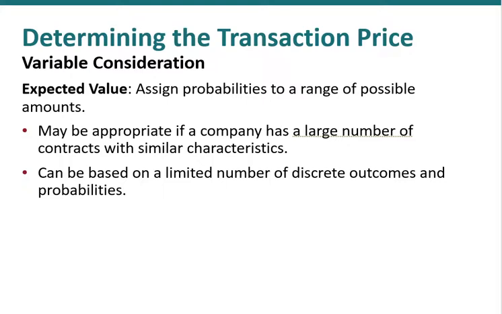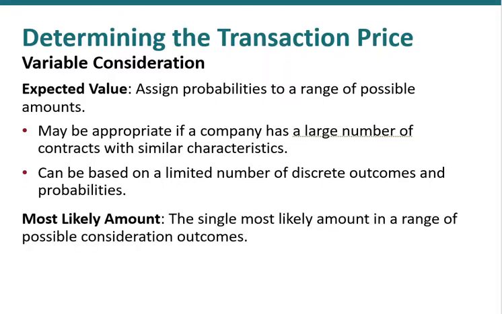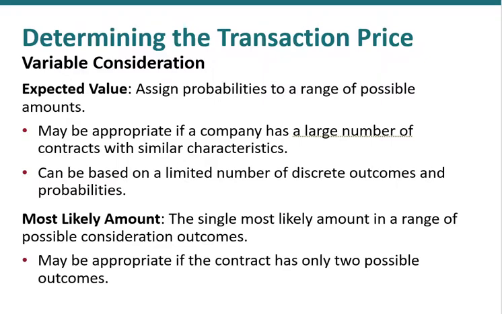If we don't have a limited number of discrete outcomes, in other words, we have a very broad range of possible outcomes, we instead might want to go with an estimate based on our most likely amount. That is, the single most likely amount in a range of potential outcomes. And this might be appropriate, particularly if the contract only has 2 possible outcomes.